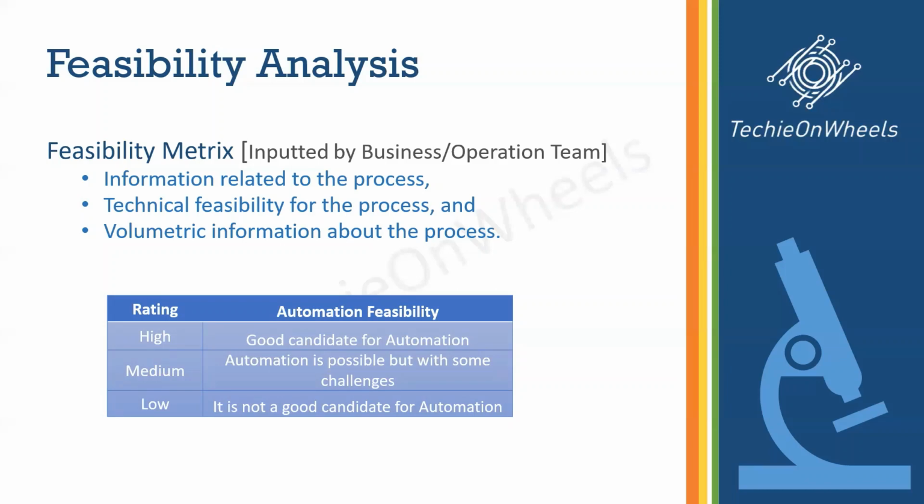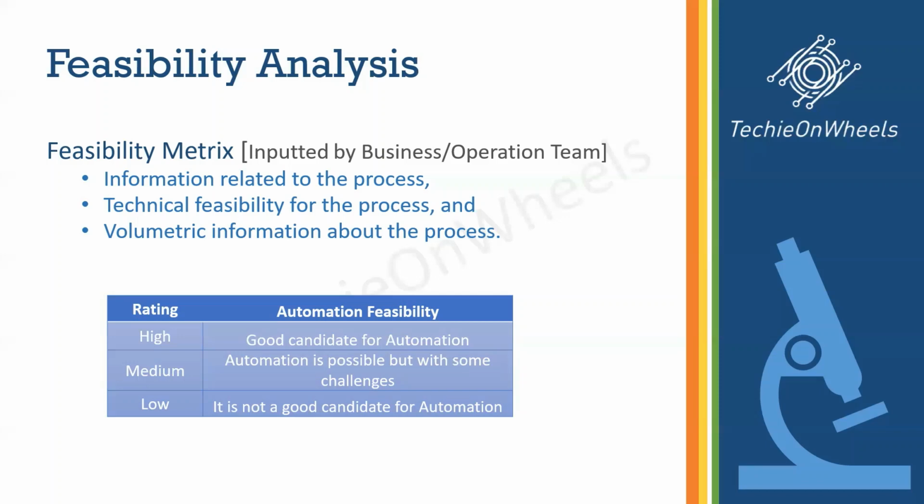Out of these three pointers, a rating is extracted, which is divided into high, medium, and low. If the feasibility matrix has a rating of high, it means it's a very good candidate for automation, as it is very easy to automate. Next is medium, which means that this is not much complex, and it can still be doable. Automation is possible, but there would be some challenges like human in the loop or something like this.